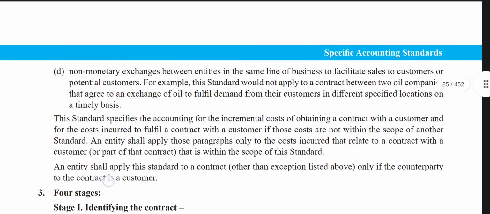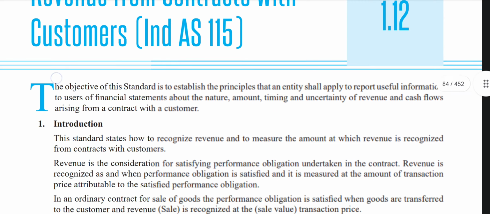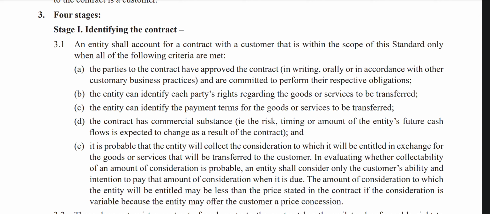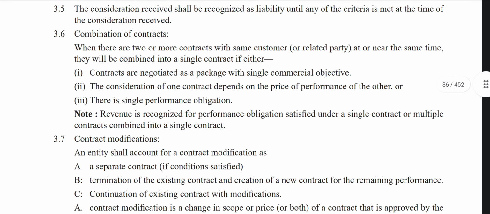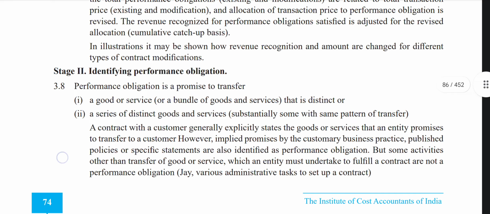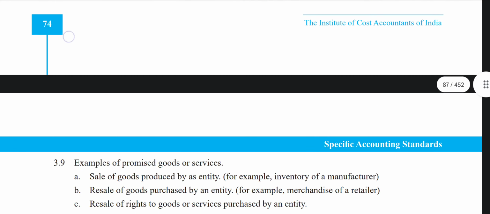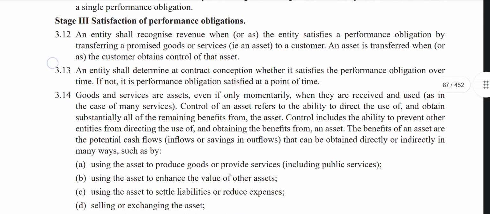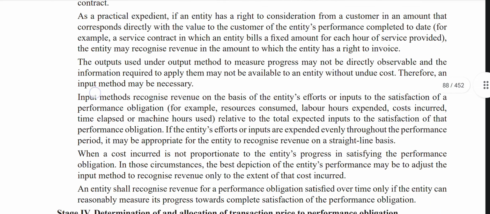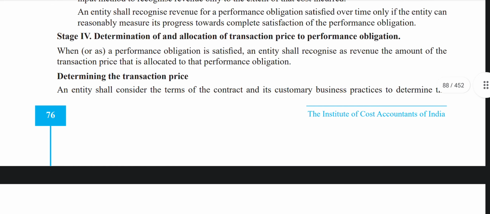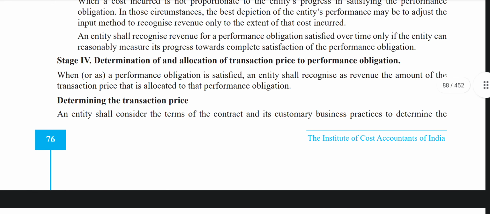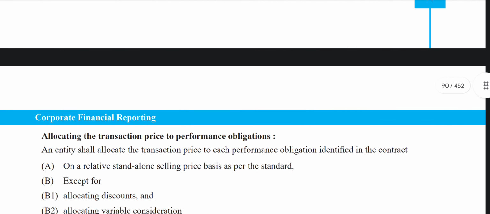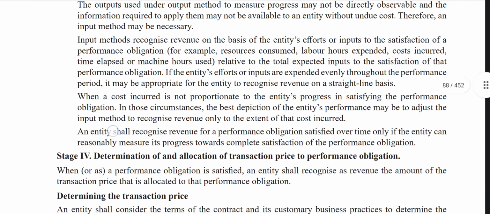Four stages will be there. Applicability and scope we have seen. After that, four stages will be there. Stage 1 is identifying the contract. Stage 2 is identifying performance obligations. Satisfaction of performance obligation, third step. And the fourth stage is determination and allocation of transaction price to performance obligations. These four stages to identify the contracts.